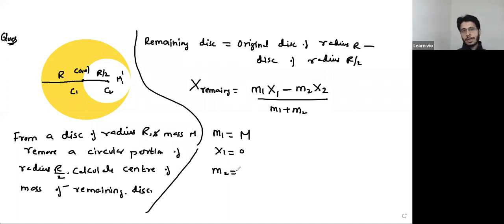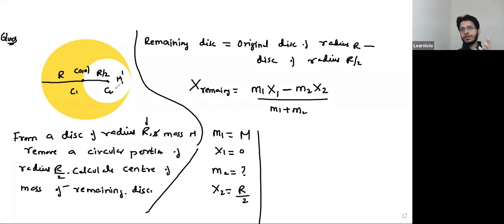How much is M2? That needs to be calculated using the unitary method. How much is X2? The center of mass of this disk from the origin, the separation is R by 2. Now you just need M2. M2 means the mass of the disk that you have removed. So to calculate the mass of this disk, you can do one thing, like mass of the complete disk is M, the radius is R.